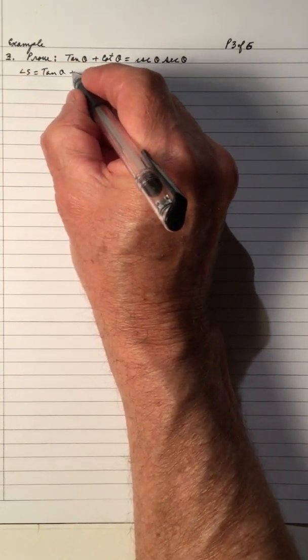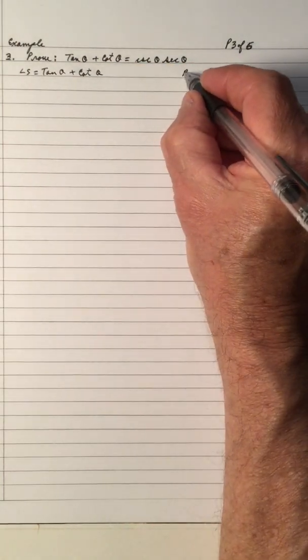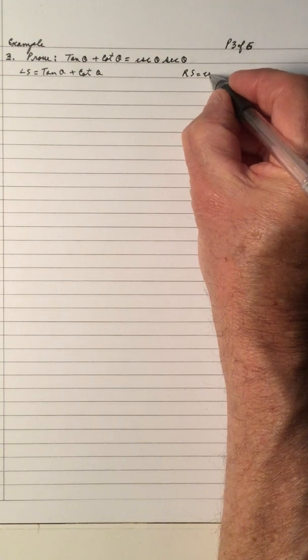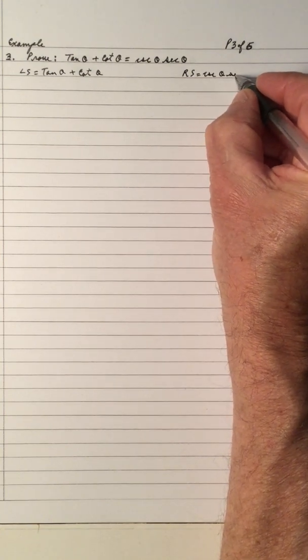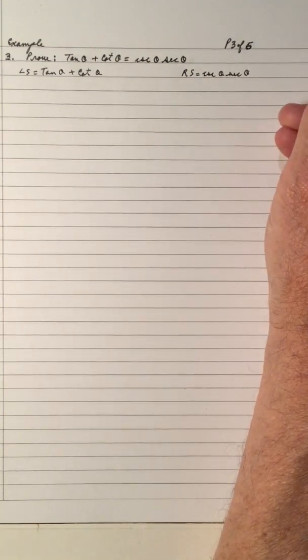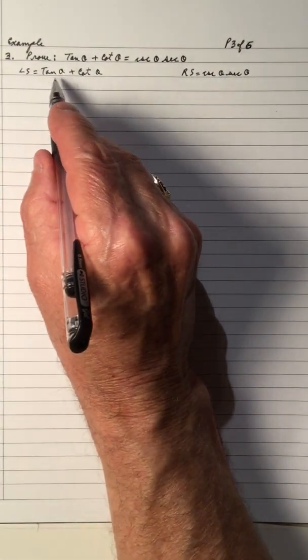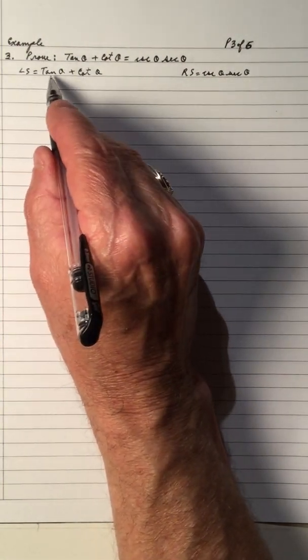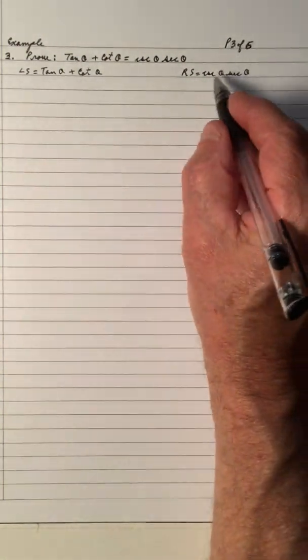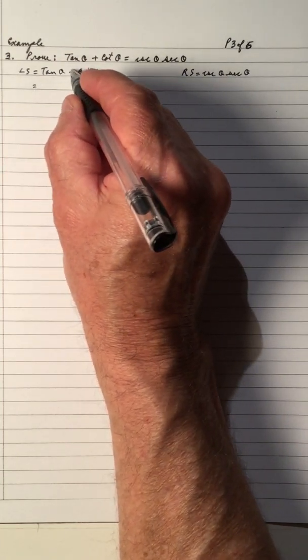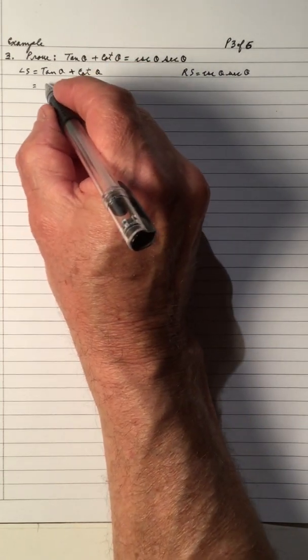So the left side is tan theta plus cot theta. And the right side is cosecant times secant. And again, the more complicated side probably would be tan plus cot. And so let's pick a side. I'm going to pick this side because of the plus sign. That's more complicated. Easier to work through. Let's see what happens.